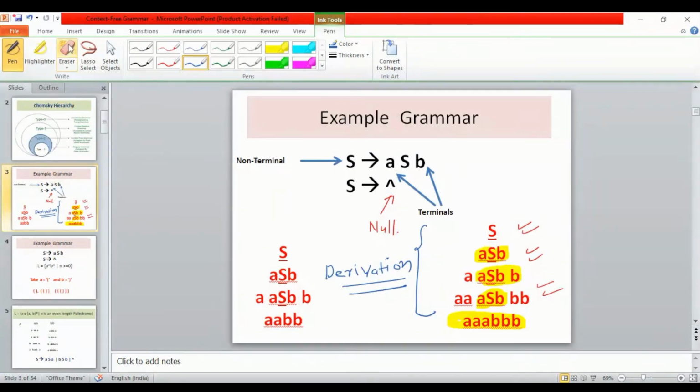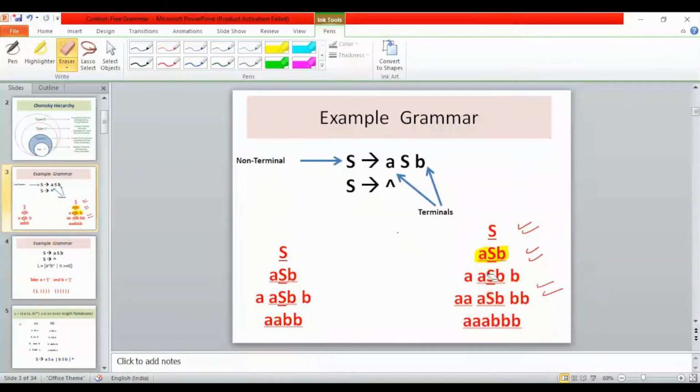Now if you observe the pattern over here, you can easily identify which kind of language it represents. As you are aware, a language is nothing but a set of strings. Here you can see we can derive a null string directly. I can derive null from S by replacing S with null using one rule. I can also derive AB: I replace non-terminal S with ASB and then put null for non-terminal S.